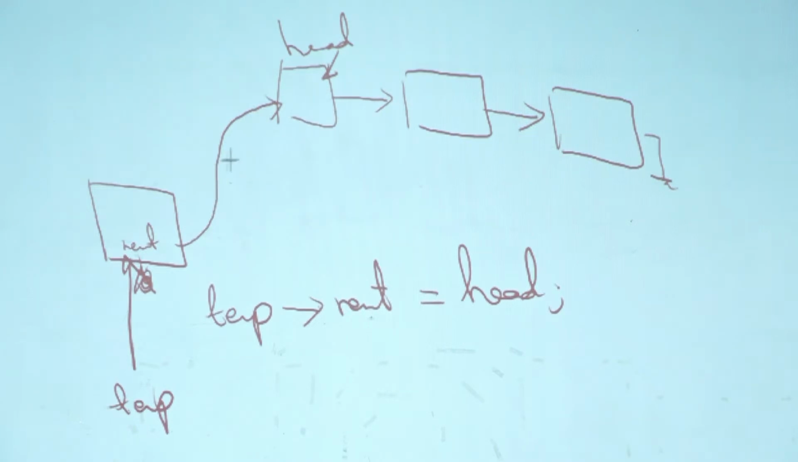And what do I have to do? I have to update the head of the list, which will now become this guy, isn't it? After this operation has been done, who is the head? This guy is no longer the head, no? This guy is the head. So I will say head equal to temp.